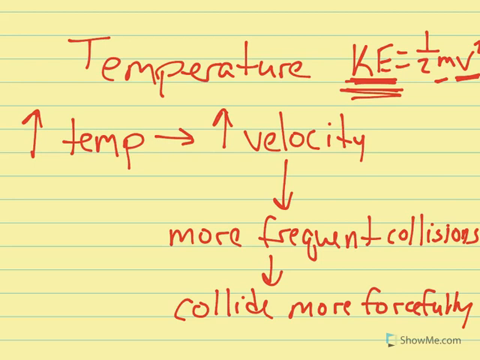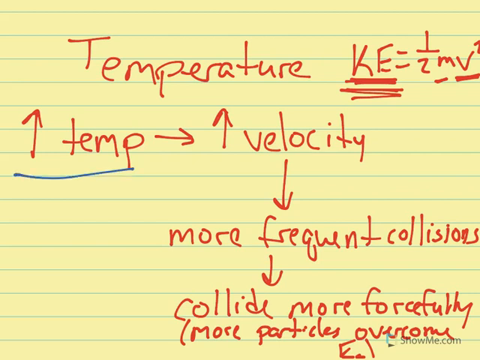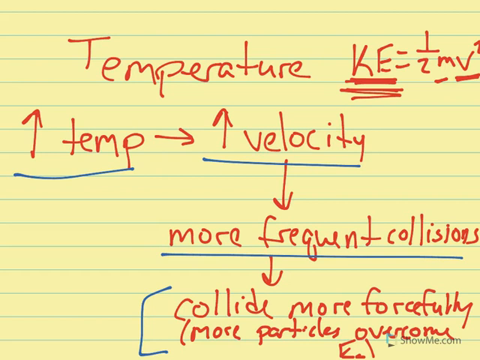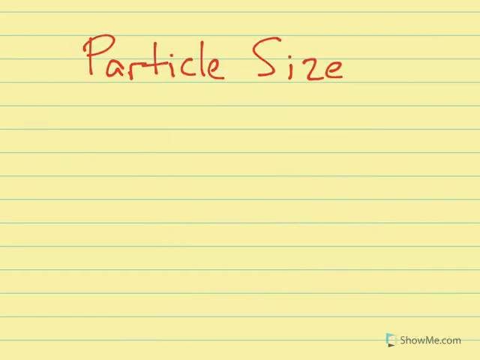And by colliding more forcefully, more of those particles will collide with sufficient energy to overcome the activation energy for that reaction. Okay, so again, an increase in temperature results in an increased velocity of the particles, which means more frequent collisions, which helps the reaction progress faster, and those collisions are more forceful, so more of them are able to overcome the activation energy, resulting in a faster reaction rate.